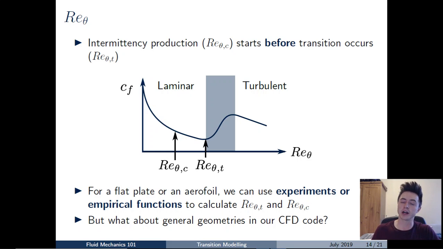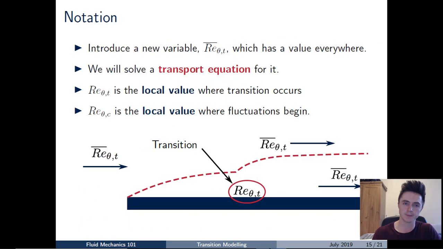And that's fine for standard geometries, but what about for our CFD code where we have a more general geometry and perhaps we don't know where transition occurs and we'd like to predict it? So the trick that the Transition SST model uses is we introduce a new variable, which is Re-theta T again, but with an overbar. So most papers you'll see it with an overbar. In some cases you'll see with an over tilde or an over line. And this notation is to indicate that this variable is calculated everywhere in the flow. It's a transported variable that we solve a transport equation for.